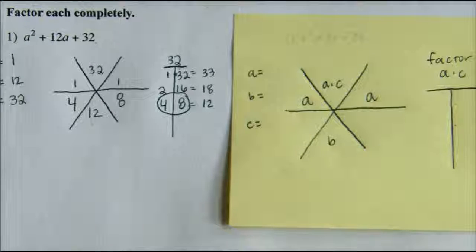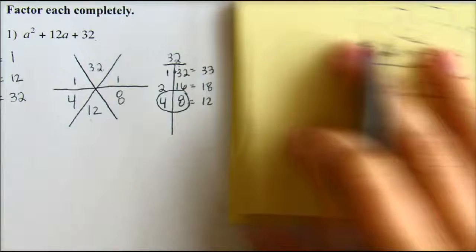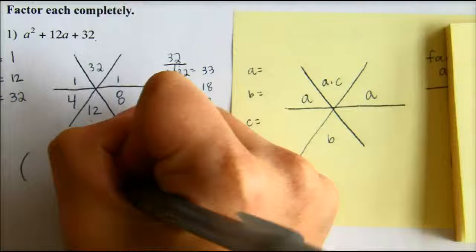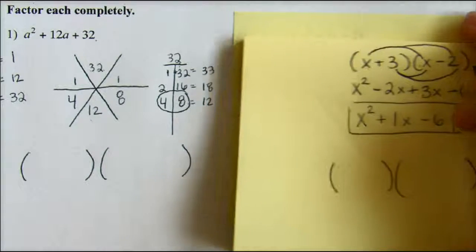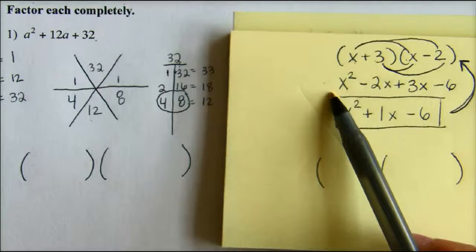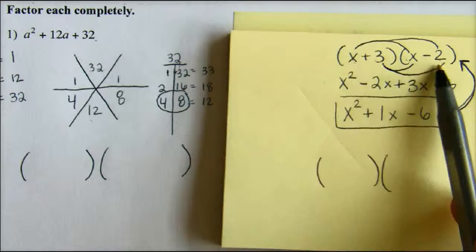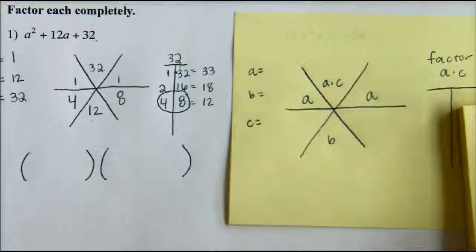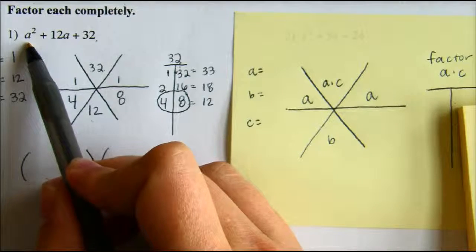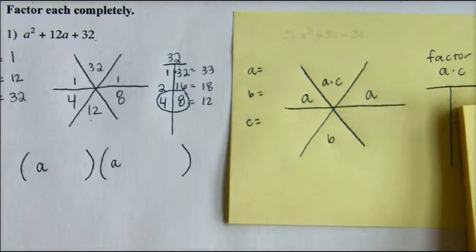Okay, and from there, now I can get to my last step of Snowflake. I can finally get to these two binomials. So I'm going to set up my two binomials. One thing I notice is that to get an x squared here, I had to have an x in both of my sets of parentheses here. So here, instead of having an x squared, I have an a squared. I'm going to start off by just putting an a in each set of parentheses.